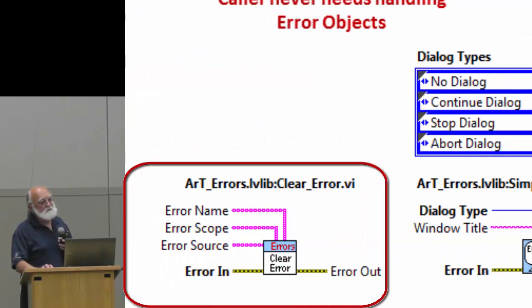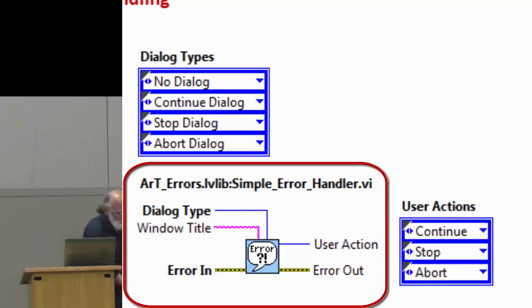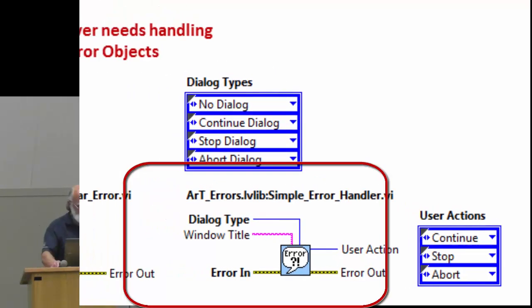Clear errors is simple. It takes an array of error names, scope, and source, and will clear only those errors. It goes through searching the array. And this one pops up a dialog just like LabVIEW does, but it has some nice extensions. And I can actually try to show you one. I think you would like it.